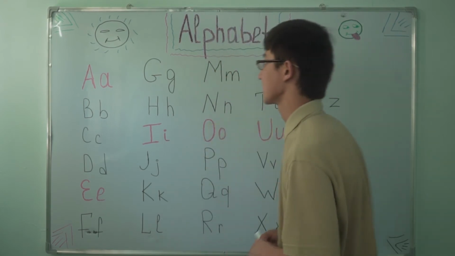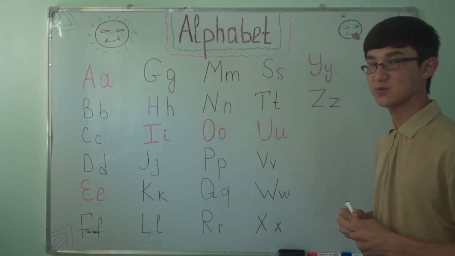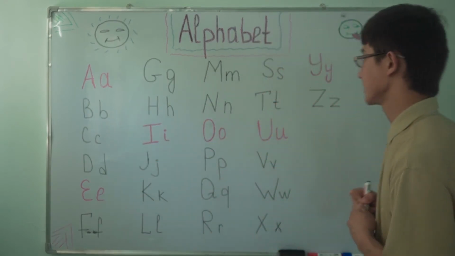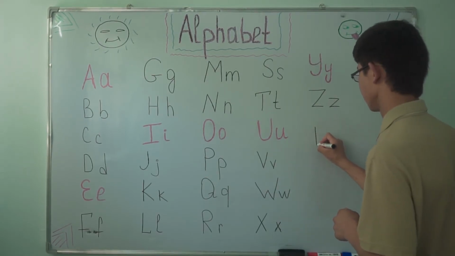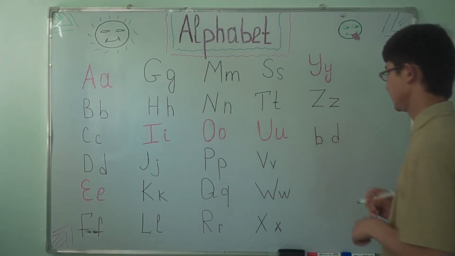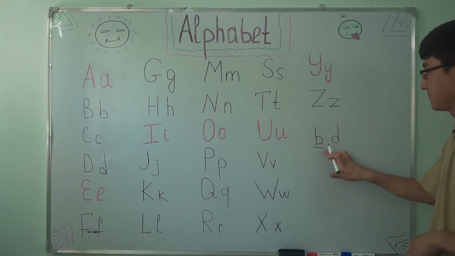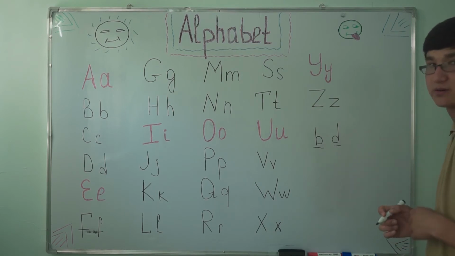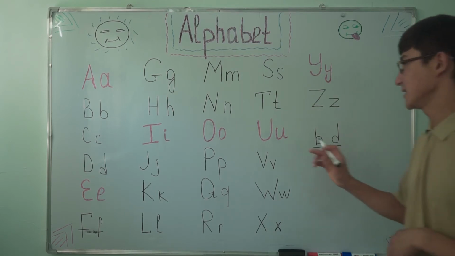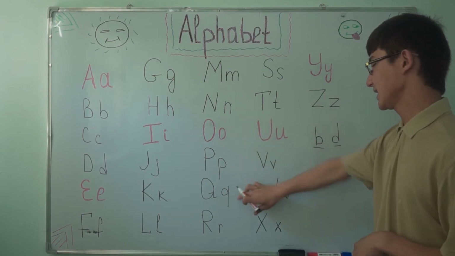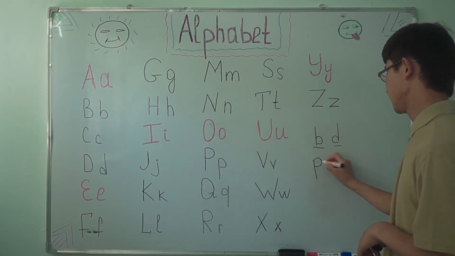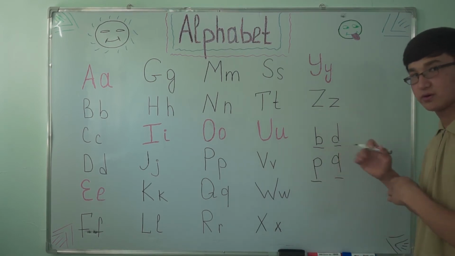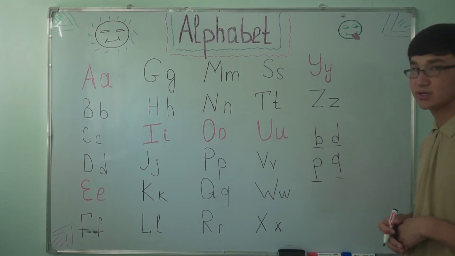Okay, and some people make mistakes between the lowercase B and D. B and D, look at them. B is looking to the right and D is looking to the left. Okay, and between P and Q, P is looking to the right and this one is looking to the left.